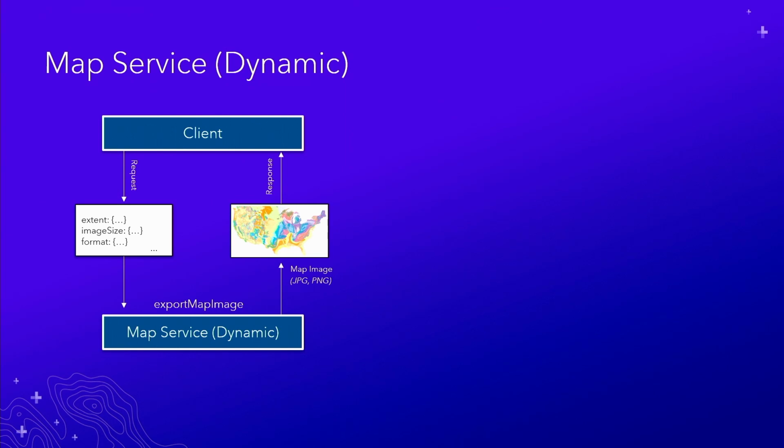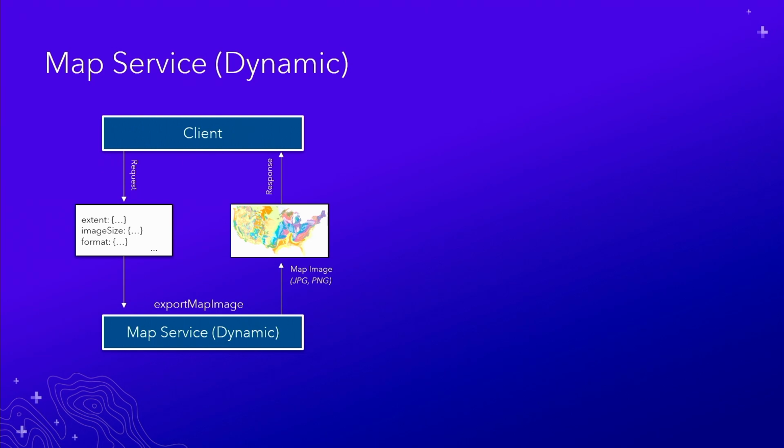So the idea with dynamic map services is that they leverage map images that you may remember Philip talking about a moment ago. The client application sends to the server some parameters of the image it would like to have back. What is the extent of the image? What is the size of the image? And what format should it be, which is most often either JPEG or PNG, which are two image formats that offer good compression.